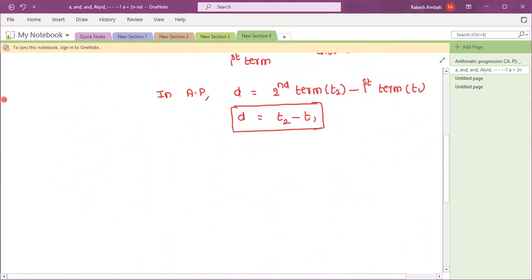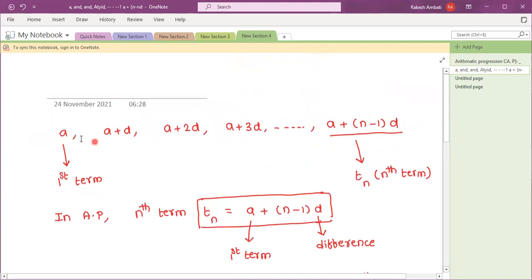Okay, so next, in AP, how to find the sum of n number of terms? We are finding the summation of n number of terms in AP. So what is the AP we have? This is the progression, the arithmetic progression. In this arithmetic progression, we have to find the whole summation.